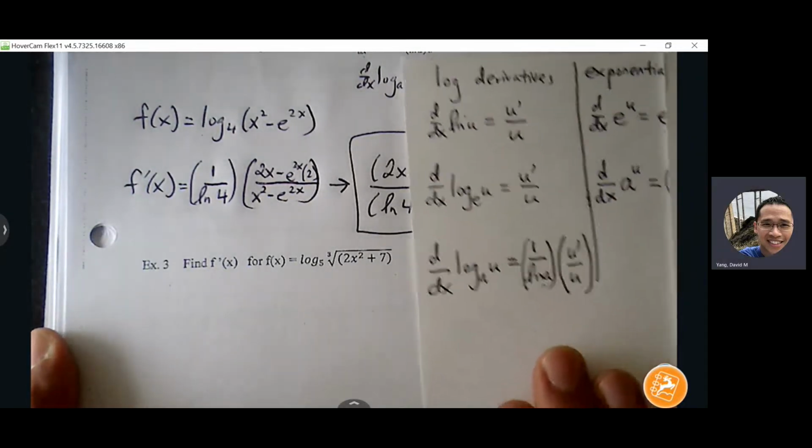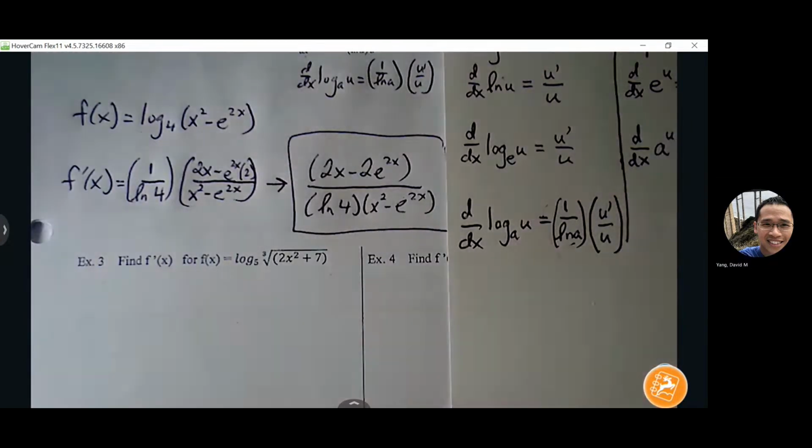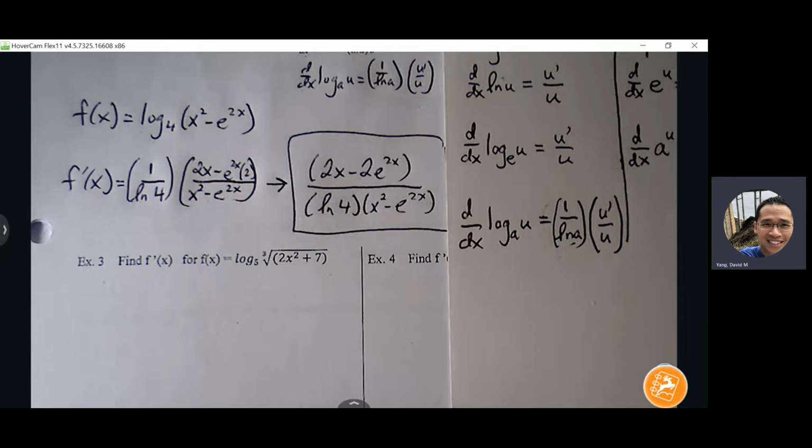Okay, let's do some more practice with example 3 here. This is log base 5, so we know it's going to be log base a, right? Again, I don't want you to think of this as a brand new rule. I want you to think of it as an extension of natural log, right? Still a log, you still have u prime over u, just a little bit extra to adjust for the fact that we're not dealing with base e.